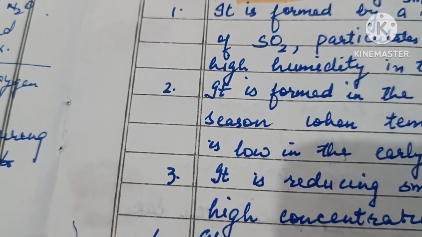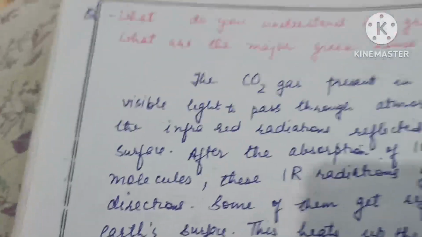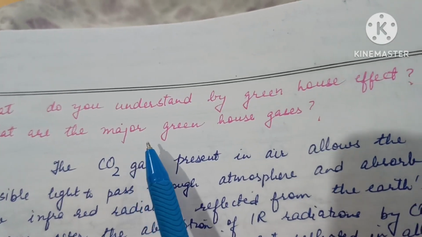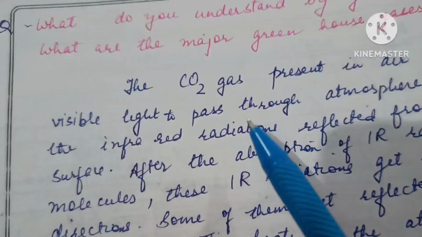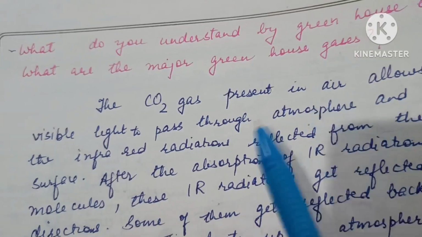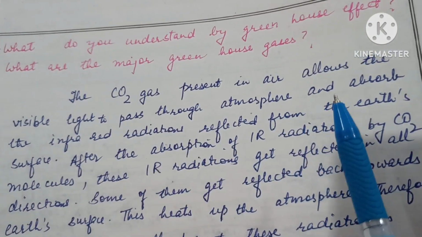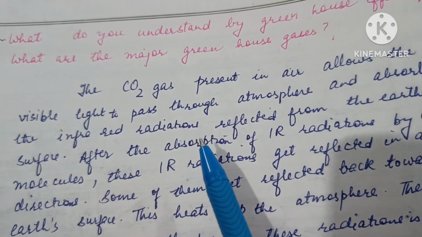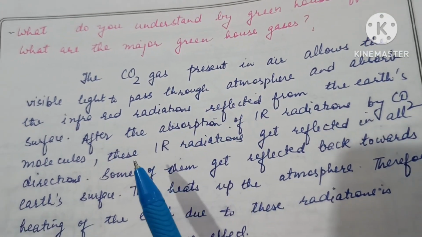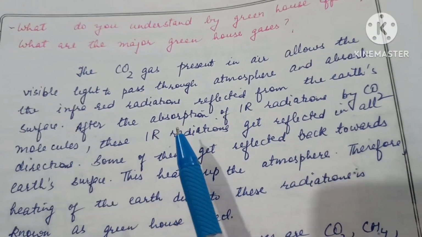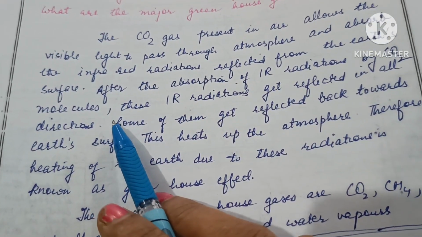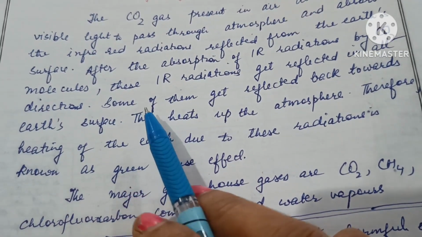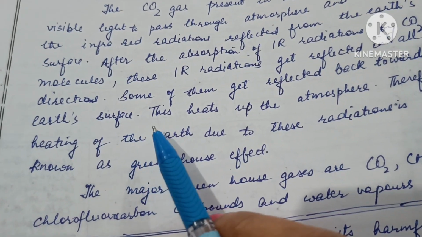The next important question is: what do you understand by greenhouse effect? What are the major greenhouse gases? The carbon dioxide present in the air allows visible light to pass through the atmosphere and absorbs the infrared radiations reflected from the Earth's surface. After the absorption of IR radiation by carbon dioxide molecules, these IR radiations get reflected in all directions. Some of them get reflected back towards Earth's surface.